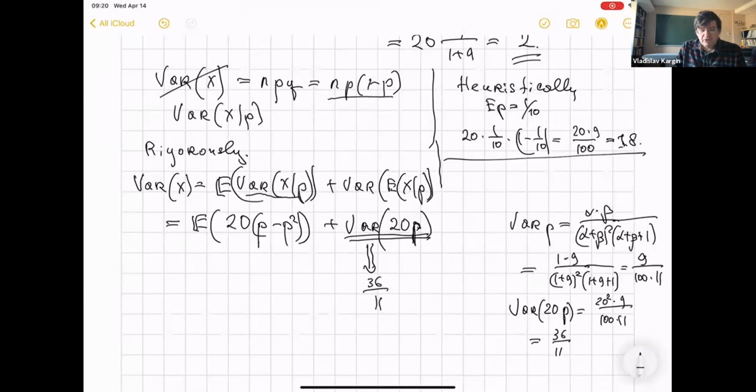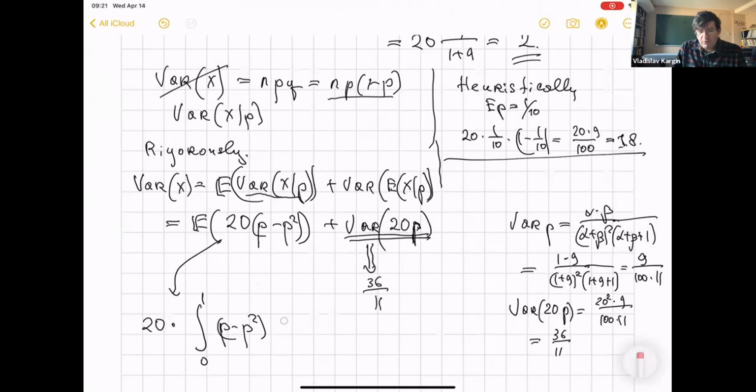What about the expectation of 20p minus p squared? Again, we can use the formulas for the beta, but we can also do it directly with this calculation. This thing is equal to 20 multiplied by the integral from 0 to 1 of p minus p squared, and after that I write here the density of the beta distributed random variable. So p to the power of alpha minus 1. Alpha is equal to 1, so there is no p here. Okay? So no p.